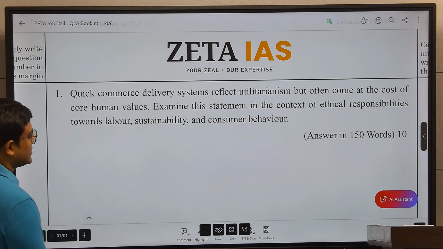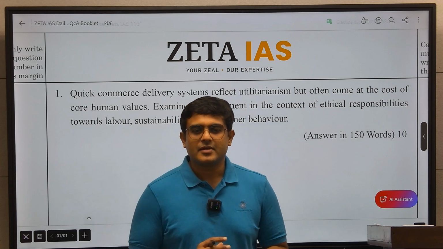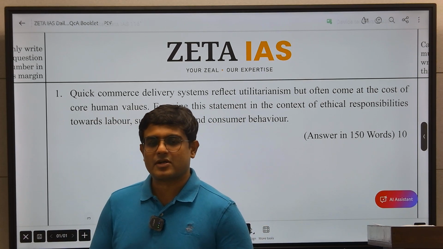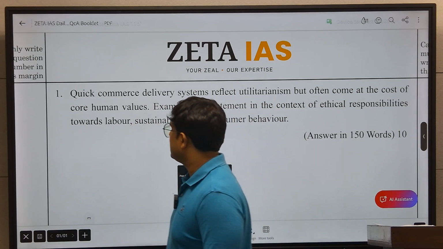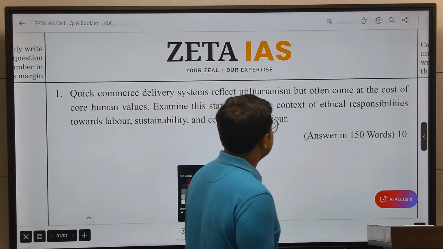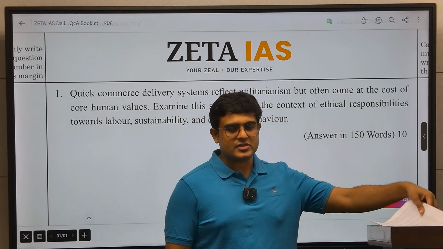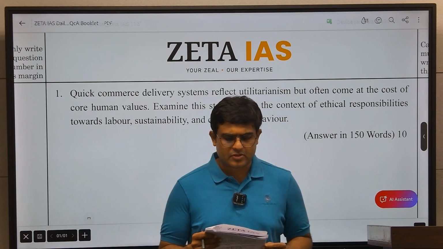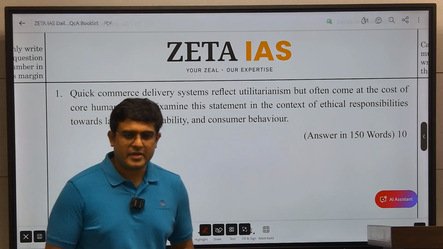Yes, quick commerce. First step, like we had discussed earlier, that first step should be breaking the question. Breaking the question means identifying the various parts of the question. Okay, now let's identify the various parts of the question. So question says quick commerce delivery system reflects utilitarianism but often comes at the cost of core human values. Examine the statement in context of ethical responsibilities towards labor, sustainability and consumer behavior.